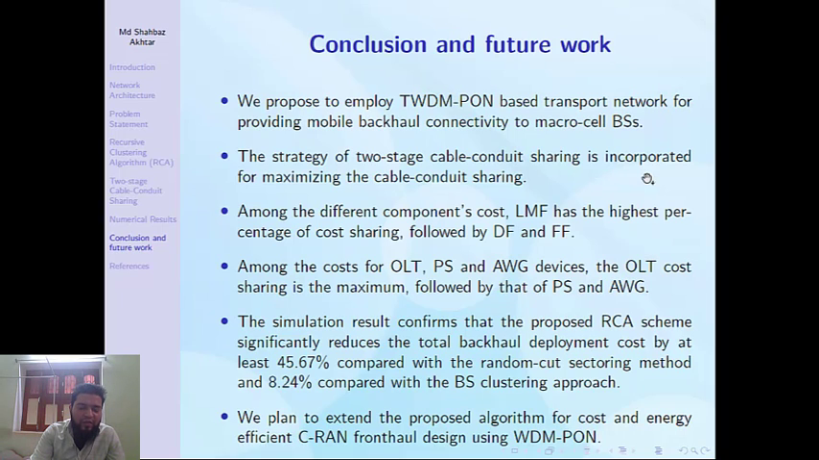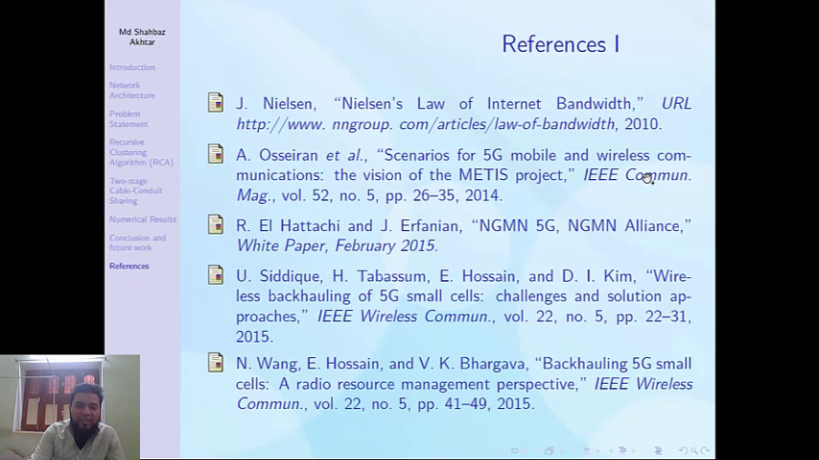In future work, we plan to extend the proposed algorithm for cost and energy efficient CRAN fronthaul design using WDM PON. These are all the references.